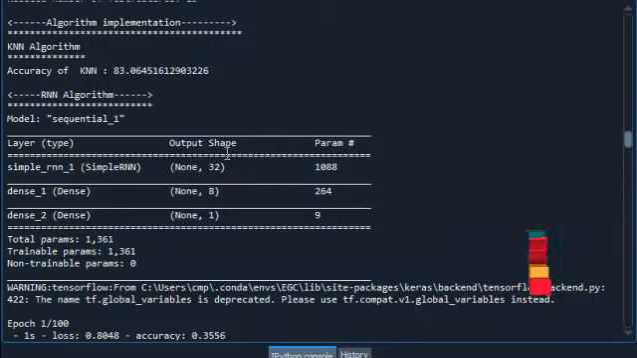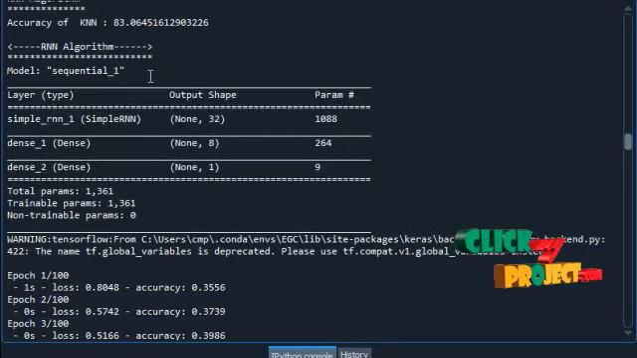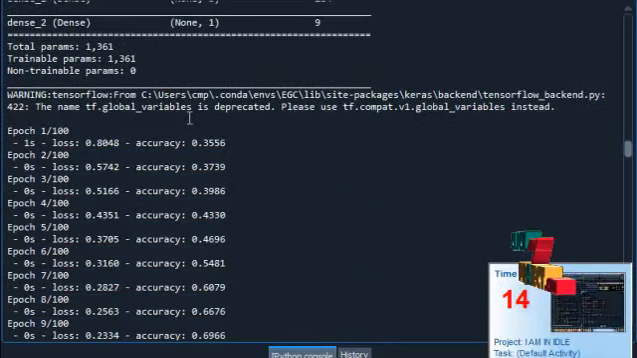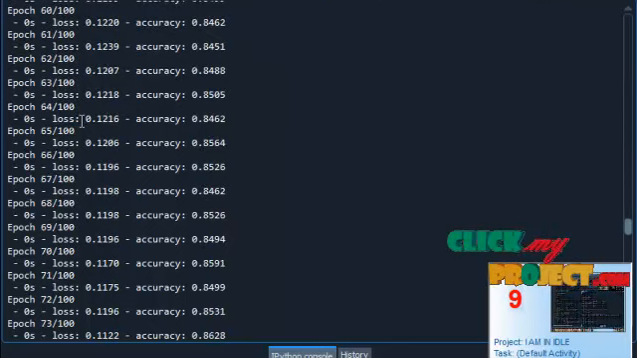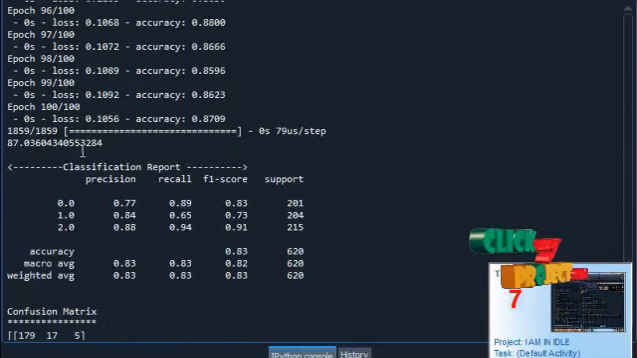Next, algorithm implementation. The ML, machine learning algorithm, is KNN. KNN accuracy is 83. Next, RNN. RNN is our proposed deep learning algorithm. Okay, the approach is how many times we train the process. That is 100, so it is trained 100 times. RNN accuracy is 87. This is our proposed algorithm. It gives high accuracy.